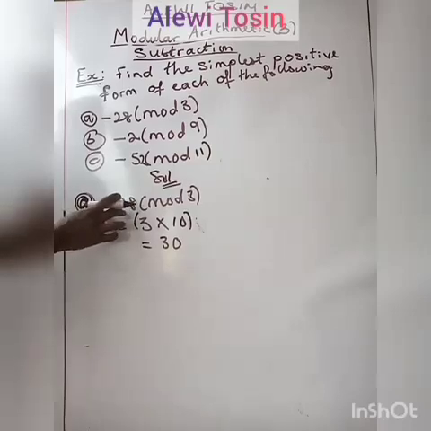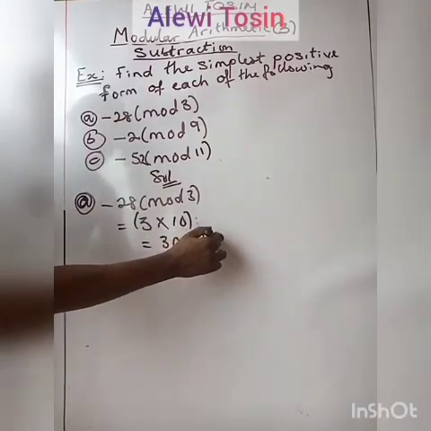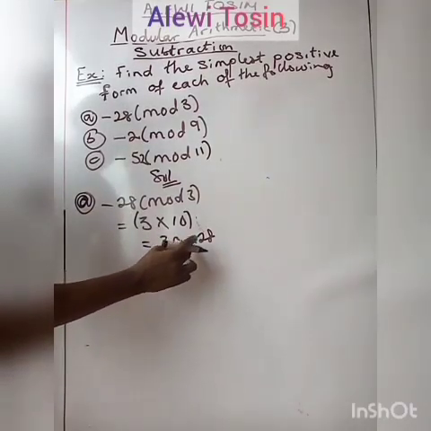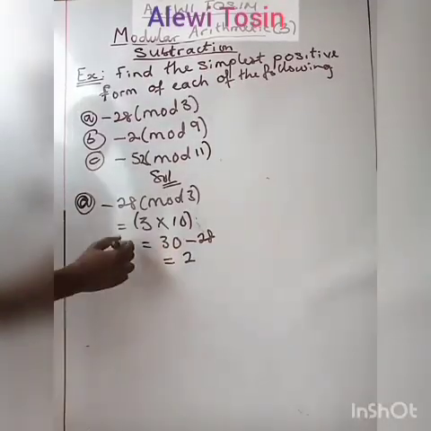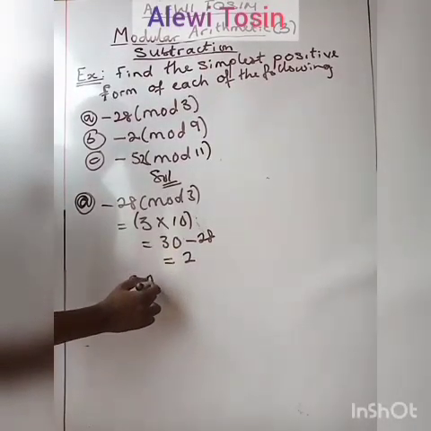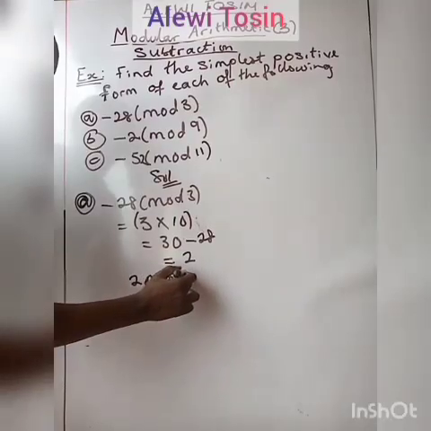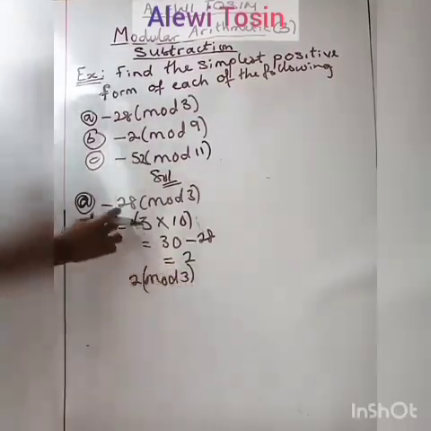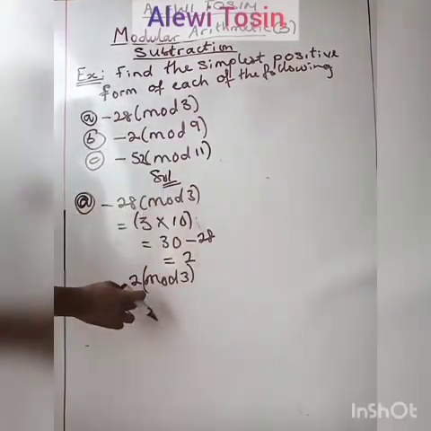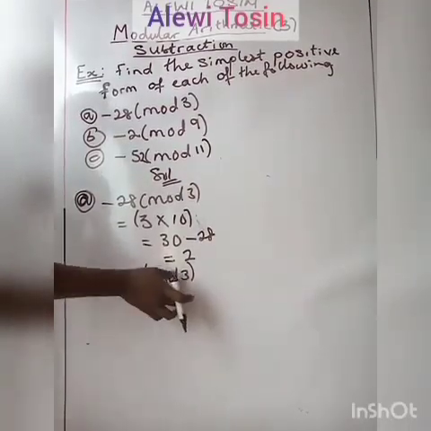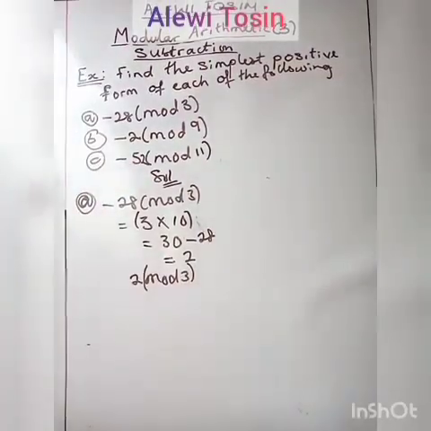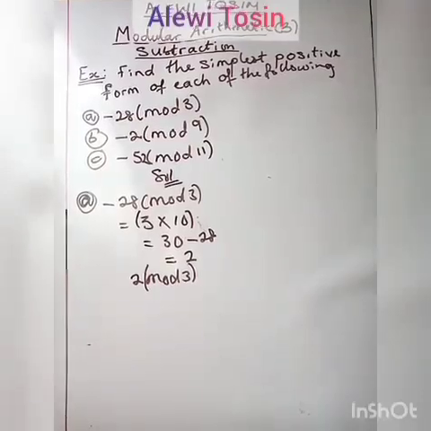Now 30 minus 28 will give us 2. And that means our answer is 2 mod 3. So minus 28 mod 3 is the same thing as 2 mod 3 in positive form.